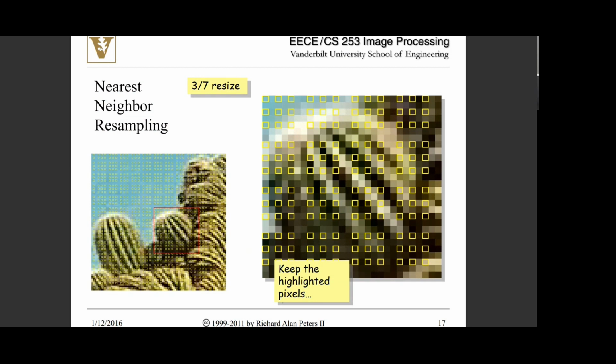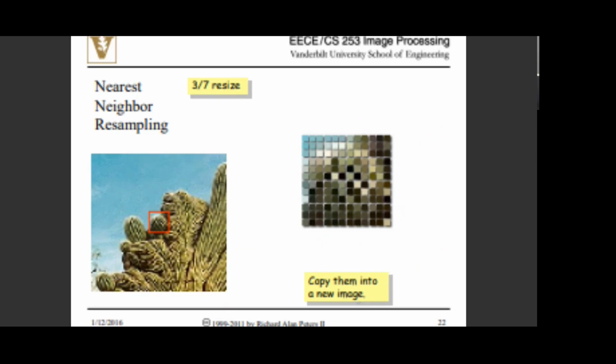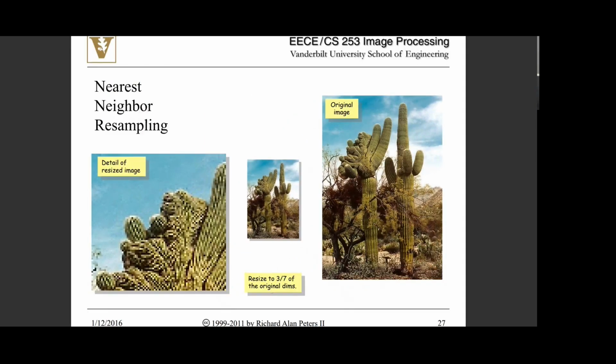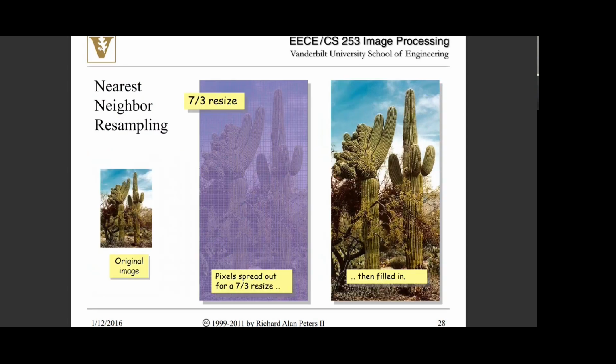Okay, so now you simply have to copy those pixels. Then you put them together and you produce a new image. And here you have a detail of the resized image. Okay, so now let's do the opposite. So we want to upsample, but now by a non-integer factor, so 7/3.